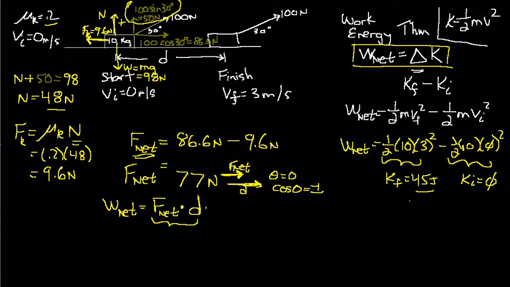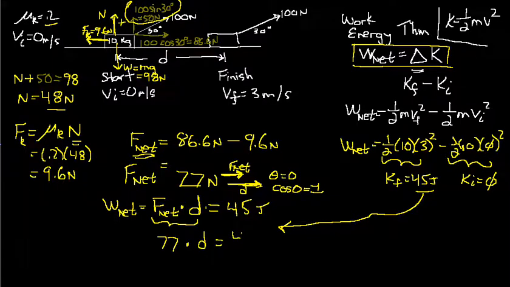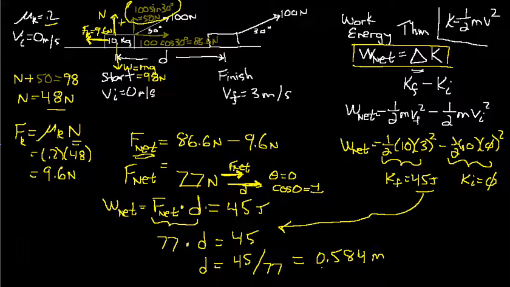So we're going to plug that into this equation right here. Our net work, which is our force times distance, has to equal 45 joules. Our net force we figured out up here is 77. So 77 times the distance is equal to 45, and then our displacement, or distance in this case, is going to be 45 divided by 77. This is all going to be in meters, and I got 0.584 meters for that. So just a little bit over a half meter displacement. And there we got it.